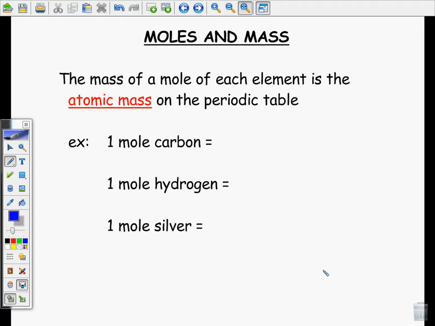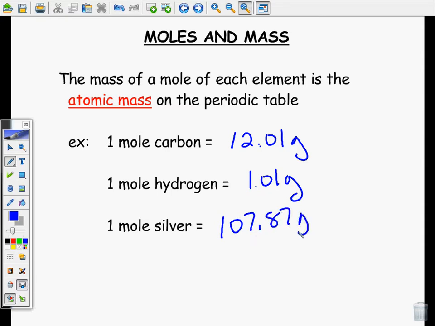Who's got a mole of carbon for me to 2 decimal places? 12.01 grams, because it's a mass. What about hydrogen to 2 decimal places? 1.01 grams. How about silver? 107.87 grams. So again, different masses for the same number of particles, 107.87.